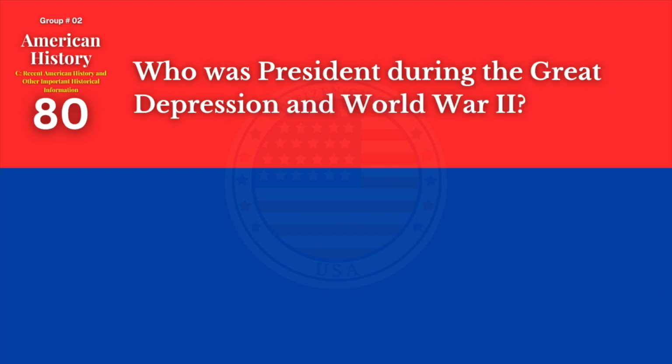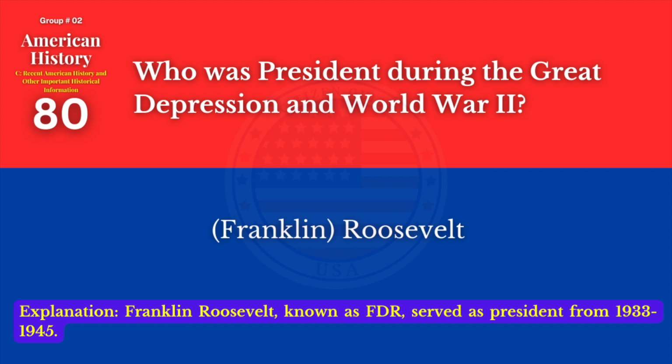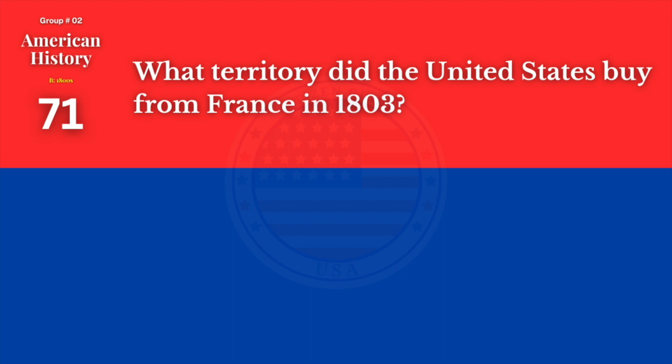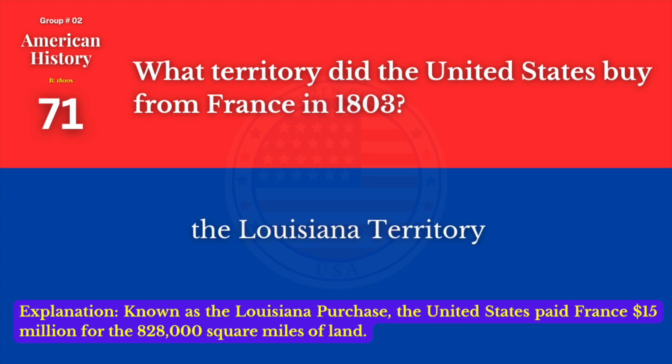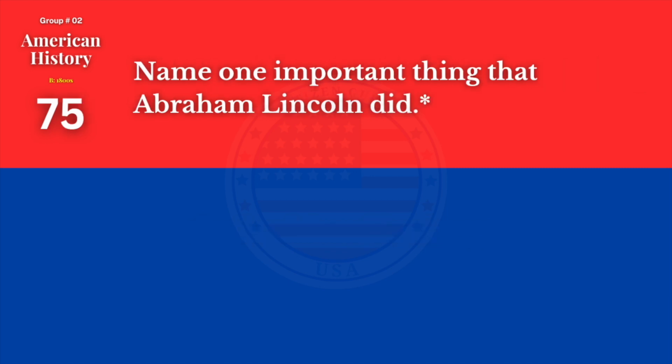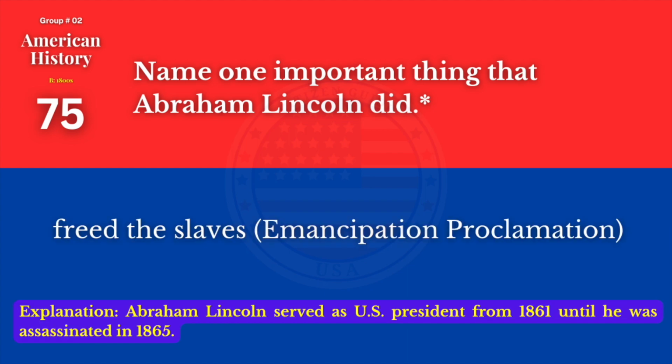Who was president during the Great Depression and World War II? Franklin Roosevelt. What territory did the United States buy from France in 1803? The Louisiana Territory. Name one important thing that Abraham Lincoln did. Freed the slaves, Emancipation Proclamation.